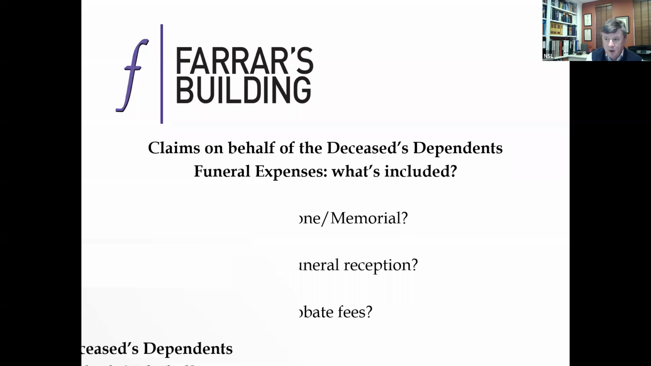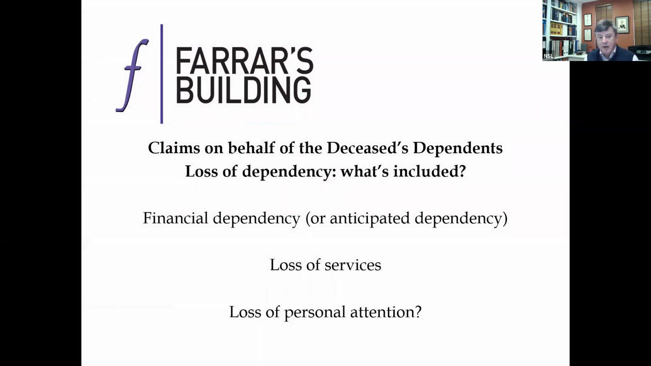So the big part of the Fatal Accidents Act claim is loss of dependency. Loss of dependency, there's financial dependency, so money that you would have received from the deceased. There's loss of the deceased's services, and controversially, there may or may not be a claim for loss of personal attention. We'll come back to that one.